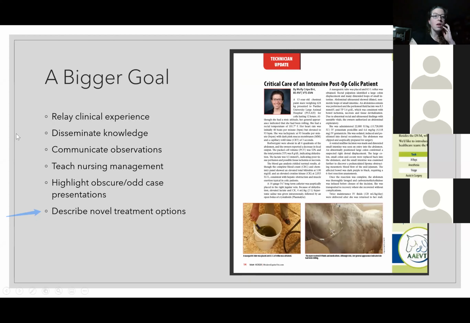So a bigger goal that you can consider, I mentioned this at the very beginning, is that you can use a case report to relay clinical experience to other technicians that you work with. They can be published, and that allows you to disseminate your knowledge to the rest of your colleagues as technicians in a journal setting. You can teach nursing management in this way. In some regards, particularly for our veterinarian colleagues, case reports are used to highlight obscure and odd case presentations, and we'll put a pin in that and circle around to it in a minute.